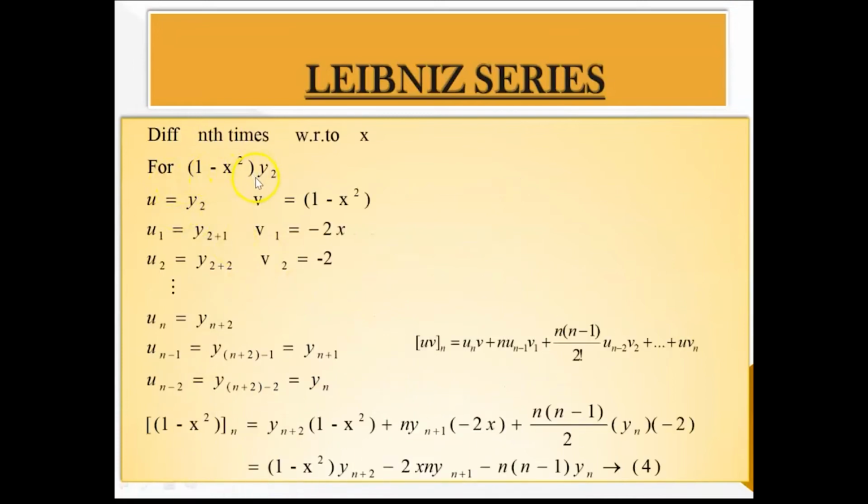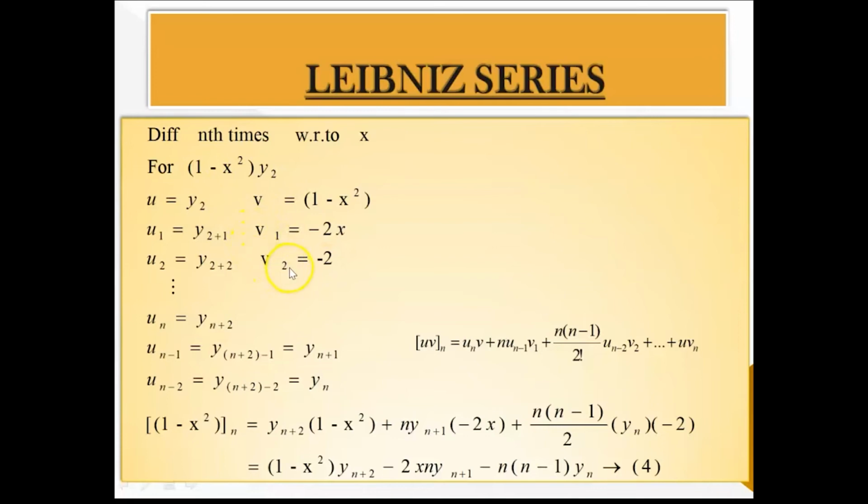Now for (1 minus x squared) y2. Here u will be y2 and v will be 1 minus x squared. Why? I have told you the reason in my previous video, so I would like you to go and watch it. So v equals 1 minus x squared. I'll take its derivative, so v1 will be minus 2x and v2 will be minus 2. We always take as v the function which will reduce itself into a constant value.